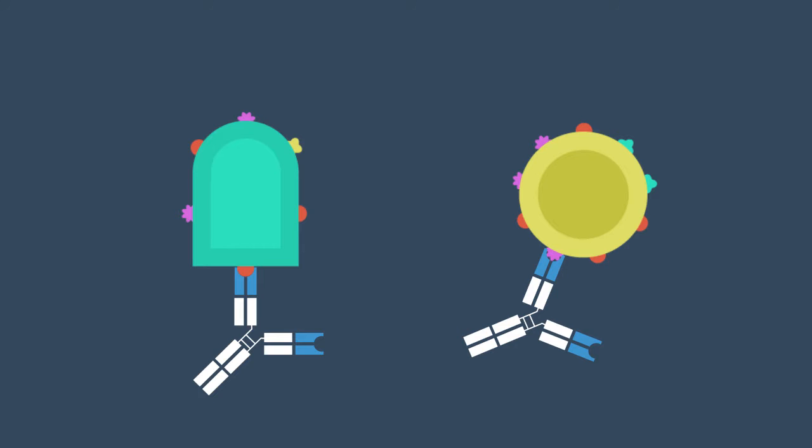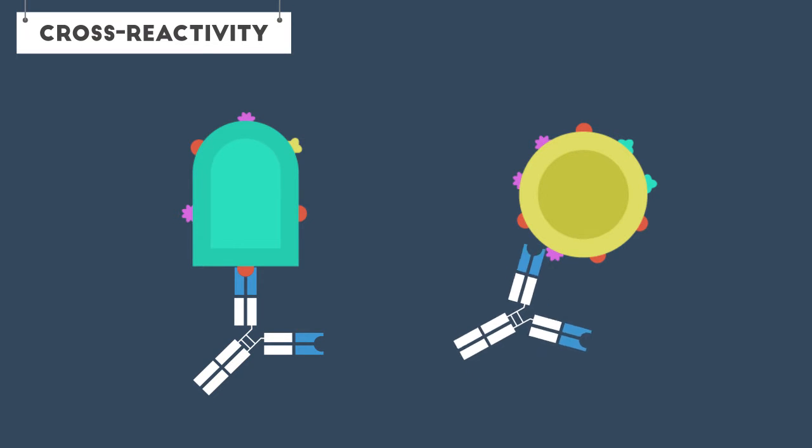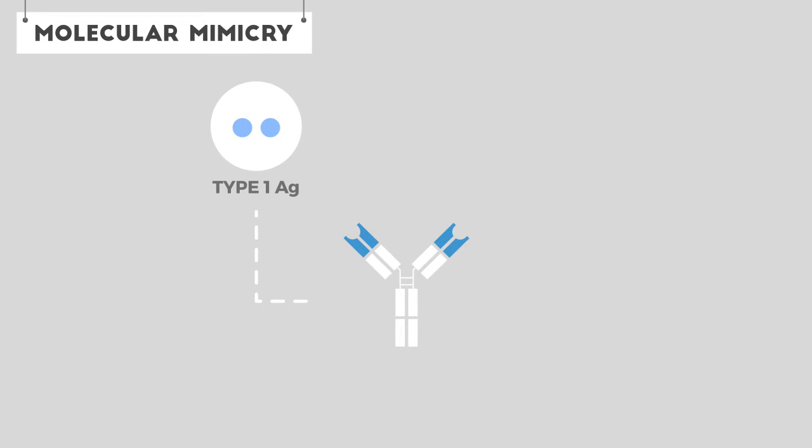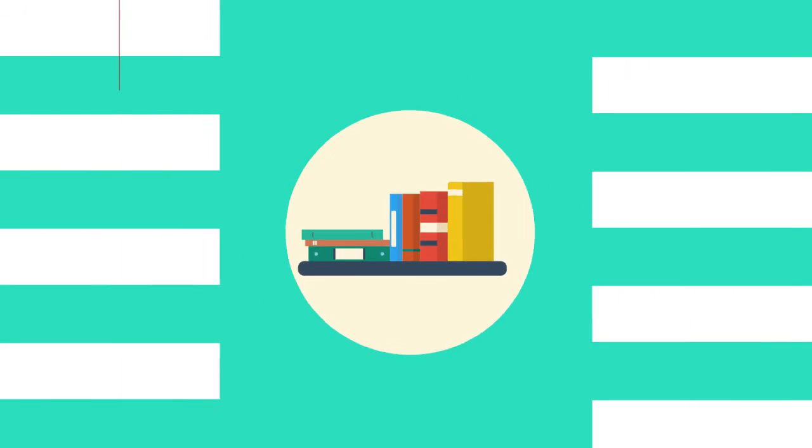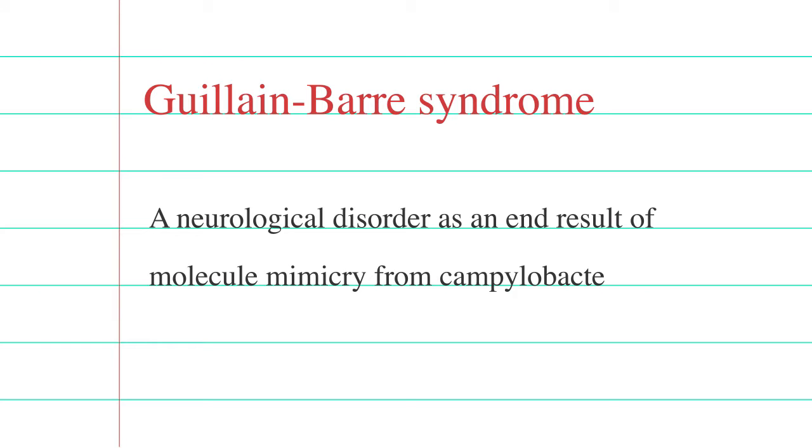This is termed cross-reactivity. Molecular mimicry occurs when an antibody recognizes something that is similar to the thing that it wants to attack. There's been a lot of recent work on Guillain-Barré, a neurologic disorder, as an end result of molecular mimicry from certain GI infections.